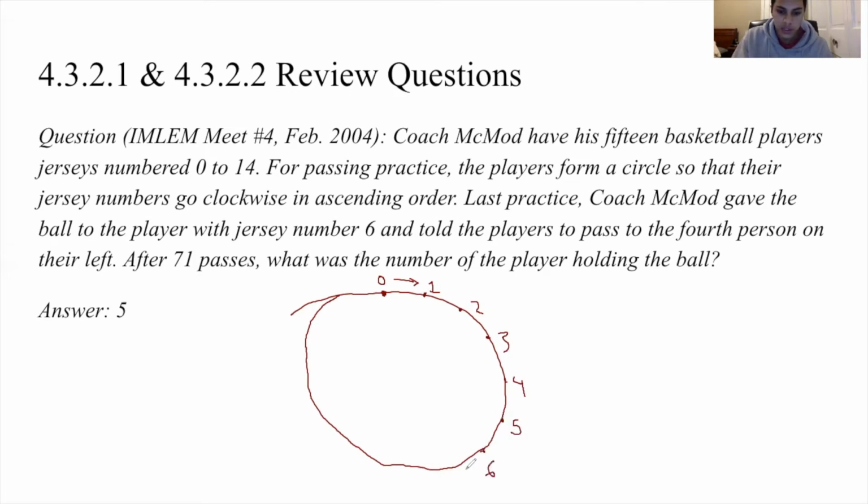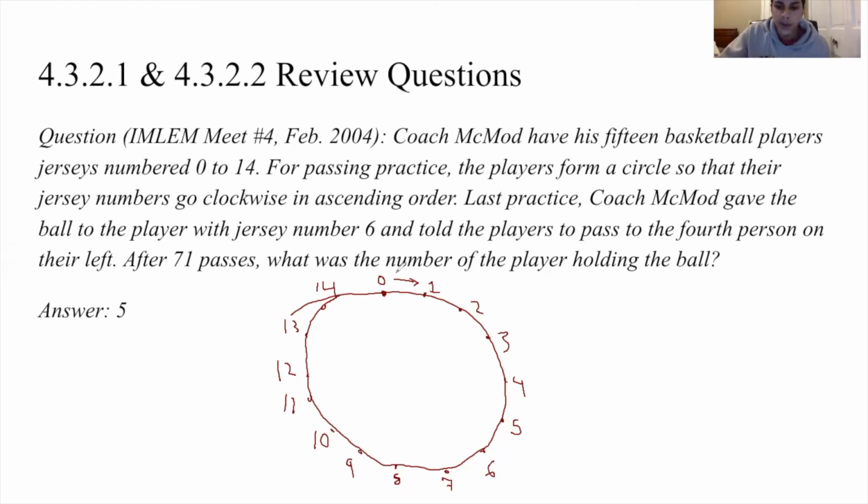5, 6, then you have player 7, player 8, player 9, 10, 11, 12, 13, and finally player number 14. So they're in a circle in ascending order clockwise.